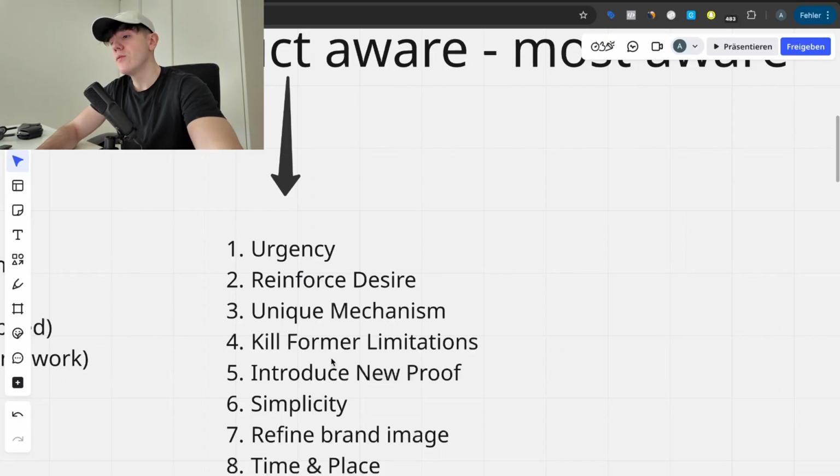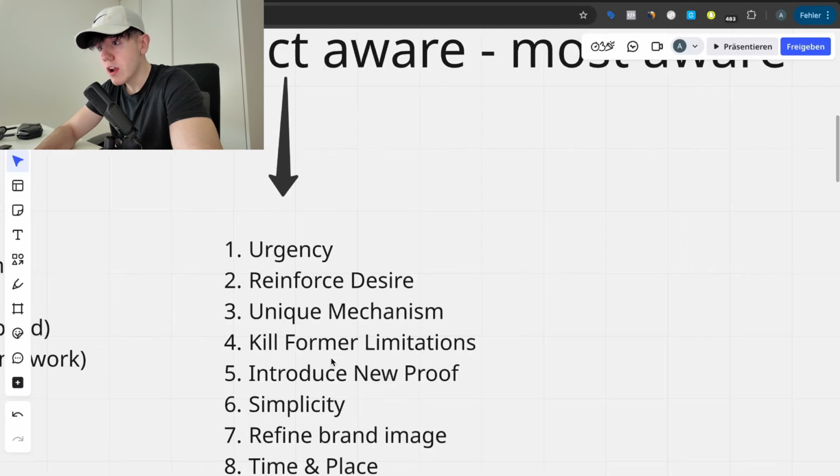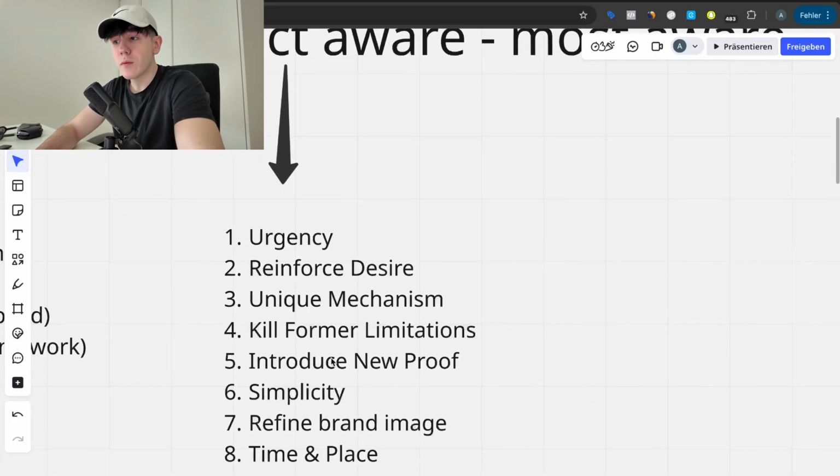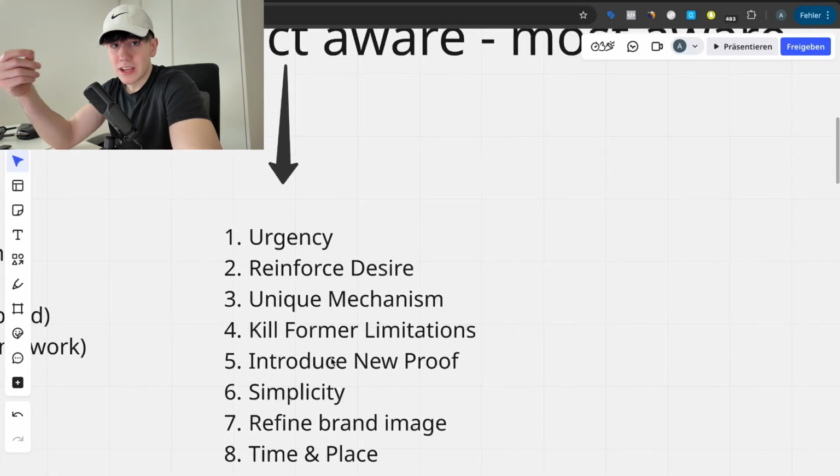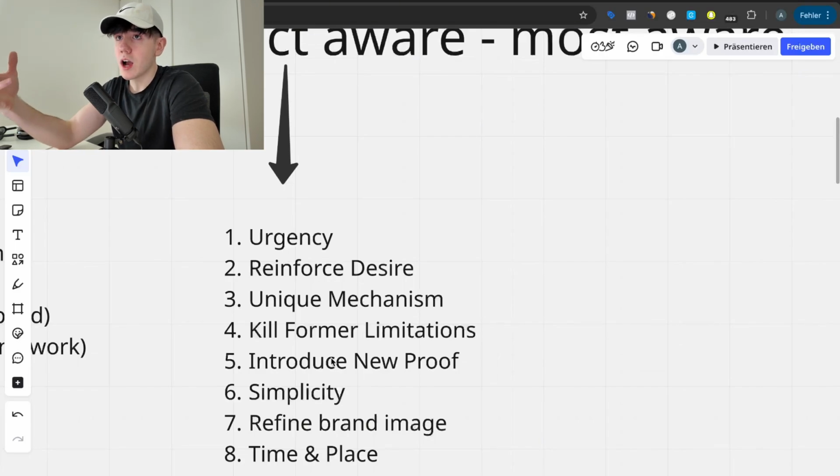Number 4, kill former limitations. Marketing at its core is just changing beliefs. This is something you'll learn very, very early on when you're getting into dropshipping, when you're getting into e-com. However, you have to eliminate the former limitations that stop them from changing their belief. This sounds a little bit complicated, but if you let it sink in, everyone already has an expectation or a thought process when it comes to certain topics.